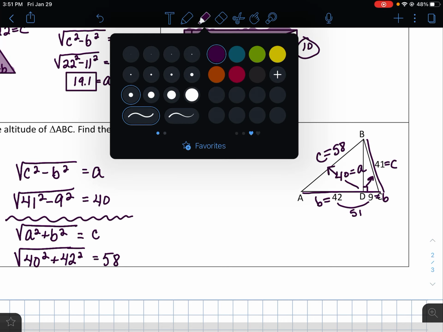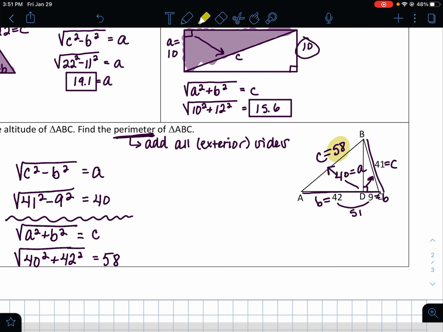So let me use a different color highlighter. So we got 58, 41, and 51. Okay, don't forget, I got 51 because we have the 9 over here and the 42 over here, and we're adding all of the exterior sides. I'm going to just put perimeter equals. So perimeter equals 58 plus 41 plus 9 plus 42. Or instead of putting this, you could just put 51. It's really not that big a deal.